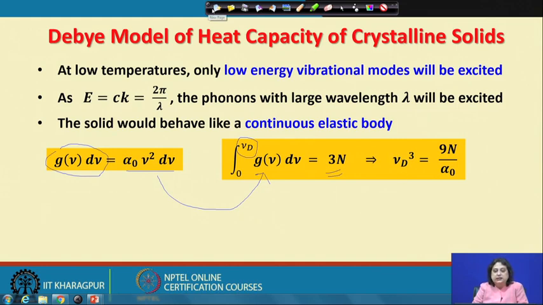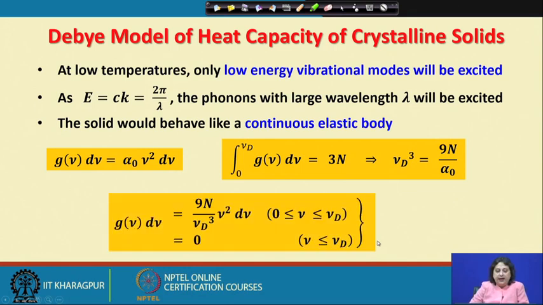Now, when you do this, then what happens is you can eventually write the expression for g(nu) d nu as something into nu square d nu when the frequency of the vibrational modes is less than or equal to the Debye frequency, and it is equal to 0 for all frequencies greater than nu D.